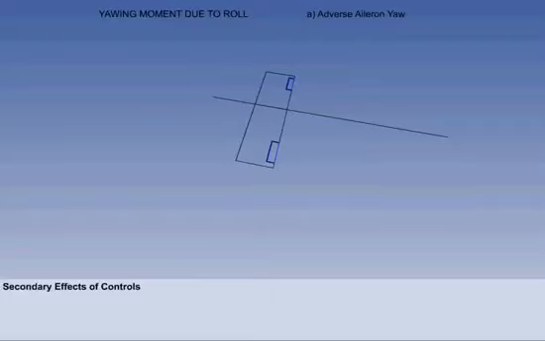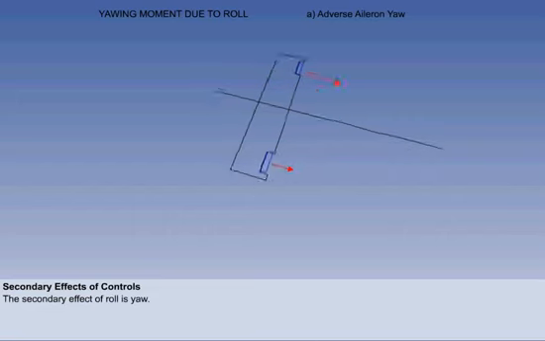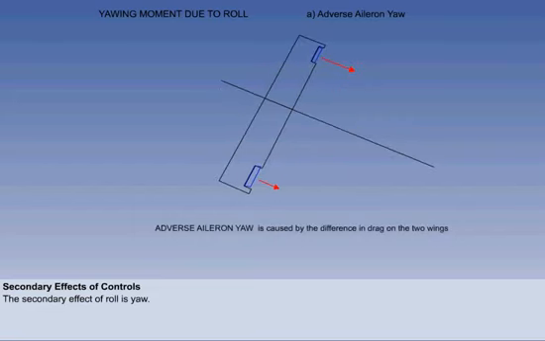To complete this lesson, we will look at the secondary effects of both rolling and yawing. Pitching the aircraft does not give a secondary effect. The secondary effect of roll is yaw. Adverse aileron yaw has already been described, producing a yawing moment opposite to the direction of roll because of the difference in drag from the ailerons on each side.